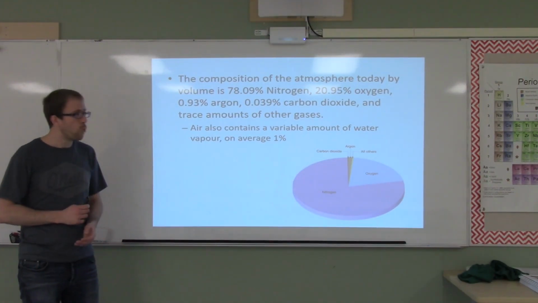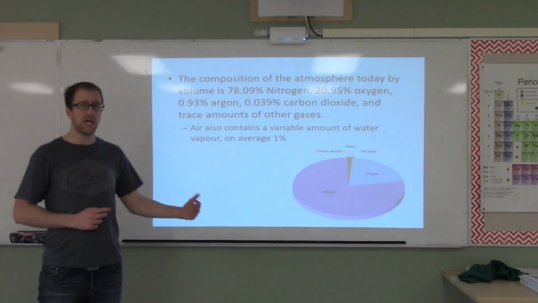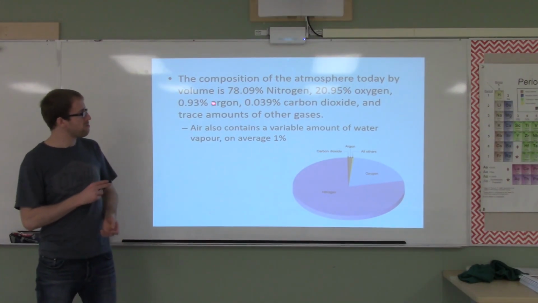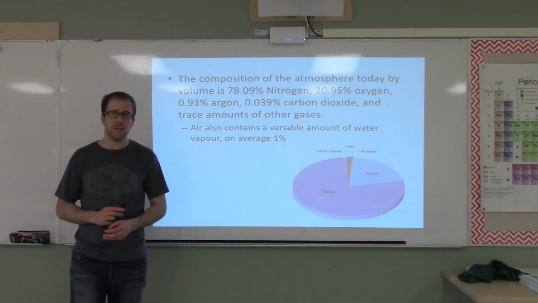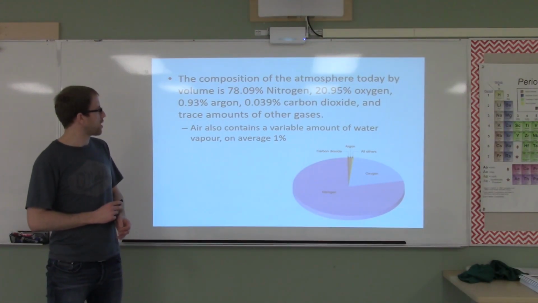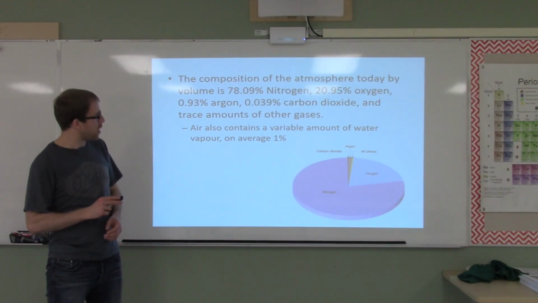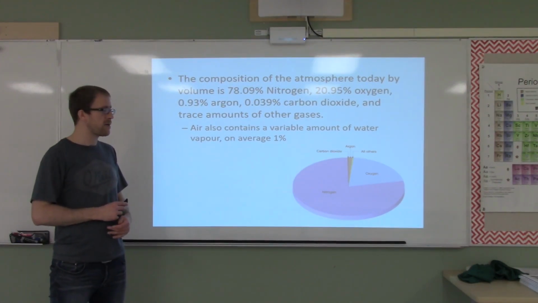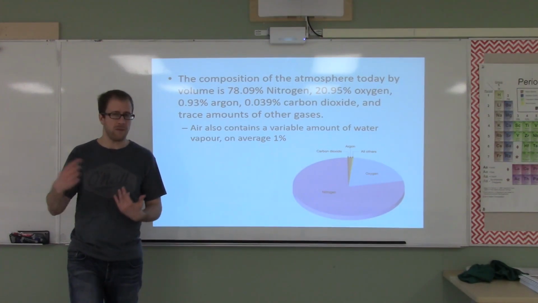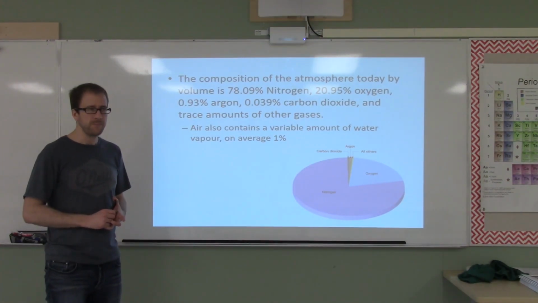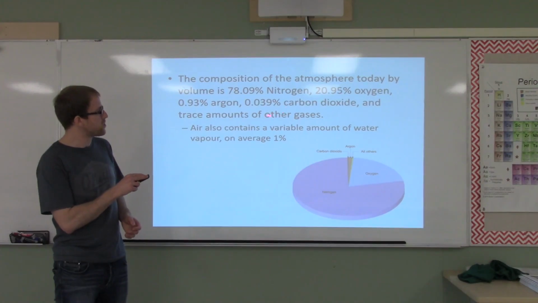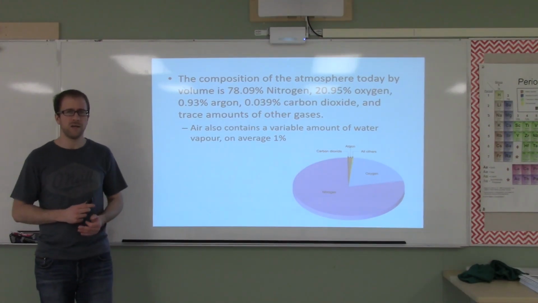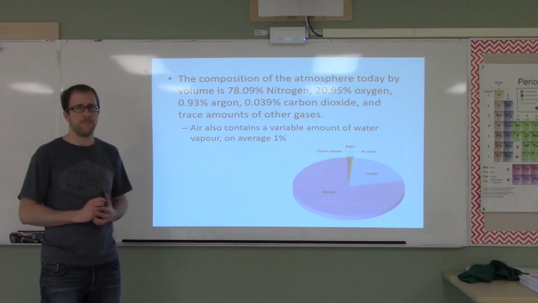Now, what is the atmosphere composed of today? Well, the atmosphere is composed of about 78% nitrogen, 21-ish% oxygen, 0.93% argon, 0.039% carbon dioxide, and other trace gases like methane. Now you might be saying to yourself, Mr. Salt, that number is really, really small. 0.039% carbon dioxide. Why are we making such a big deal about it?